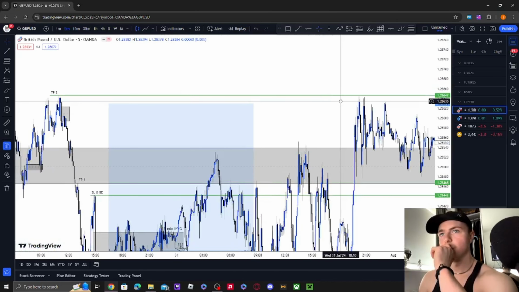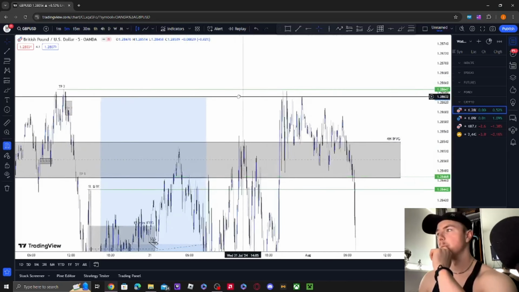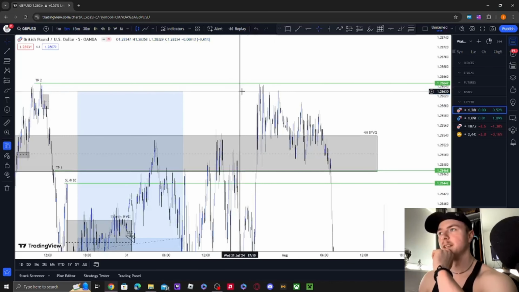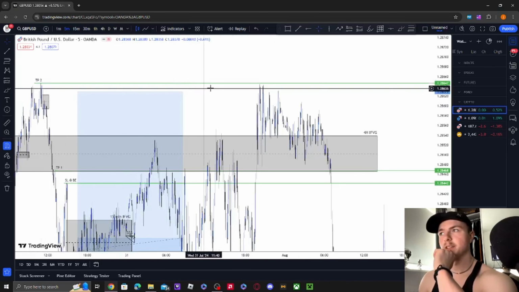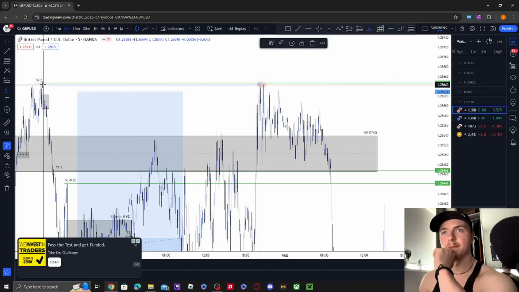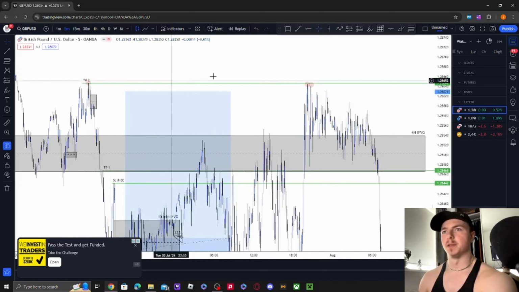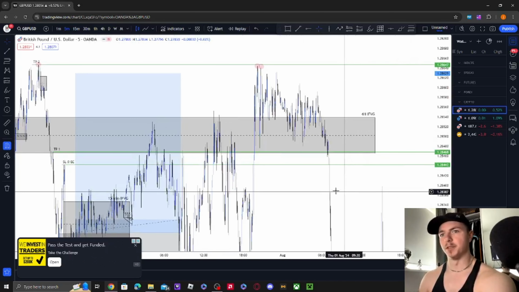Ooh. Now that is a draw on liquidity if I've ever seen one. Holy shit. Look, 3 equal highs. Bang. Bang. And bang. So TP2. Look at it. So TP2 is looking like the new draw on liquidity.